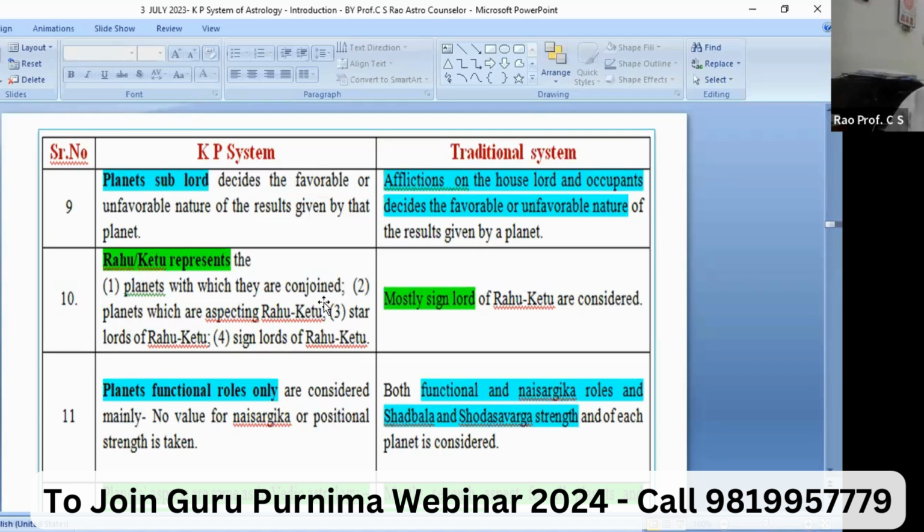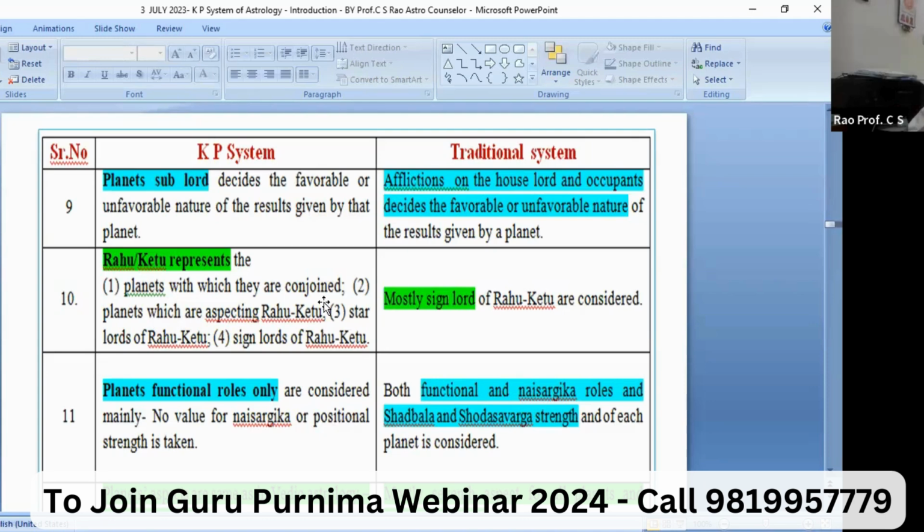Third item, like any other planet, Rahu and Ketu also have star lords and sign lords. Here, Rahu Ketu sublords we are not considering. Rahu Ketu has a star lord and a sign lord, and some planets are aspecting Rahu Ketu, and some planets are conjoined with Ketu. So we prepare a table after preparing the model horoscope. I am showing the model horoscope also. After preparing the birth chart, we prepare the Rahu Ketu equivalents in a separate table. That is a part of the casting of the chart.